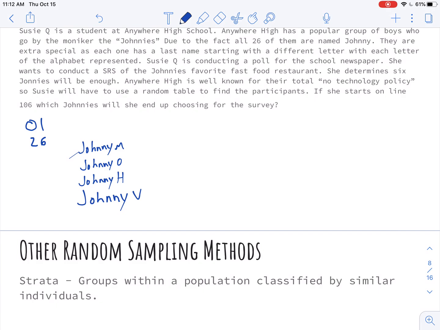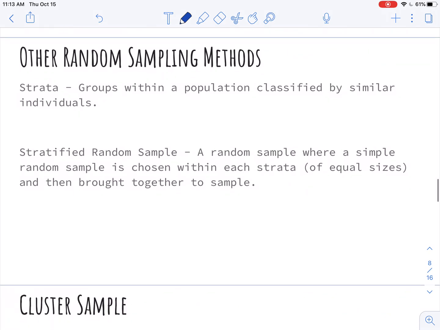people to a group. All right, so there's other random sampling methods. There's strata, which is groups within a population classified by similar individuals. Now, this can change however we want it to be changed. So let's think about Prairie again. Let's think about our school.